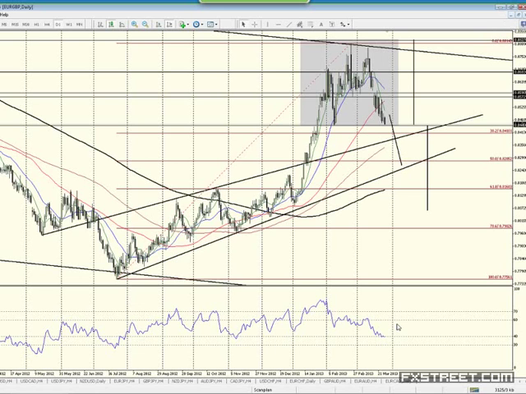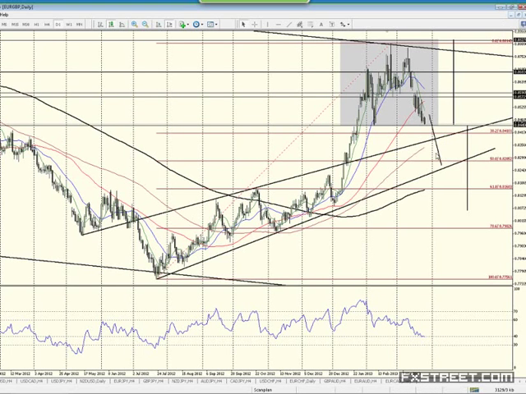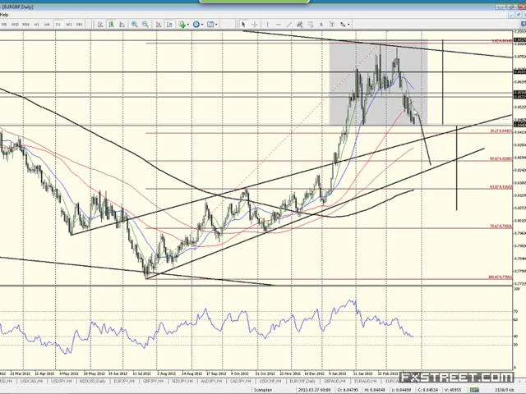Also in this daily chart, the RSI breaking 40 would be a good sign that this bullish momentum is gone. But even with price action, you could see topping action forming.